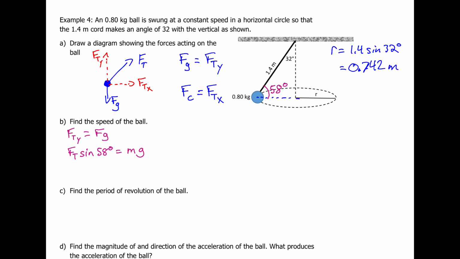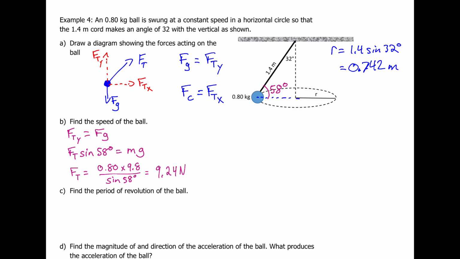Just expanding out my terms here. So now I know what the other ones are. So FT will be mass 0.80 multiplied by 9.8 divided by the sine of 58 degrees. And I can get a tension number. Force of tension, I think it is 9.24 newtons. I should probably get my calculator out and do this properly. But I do trust you guys saying I'm right, which makes me feel good.